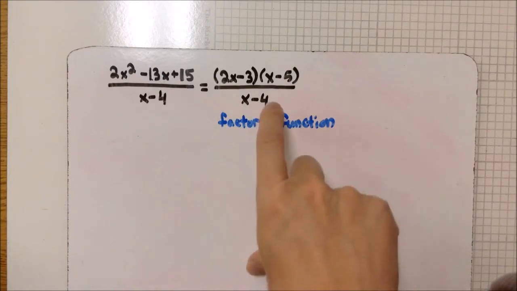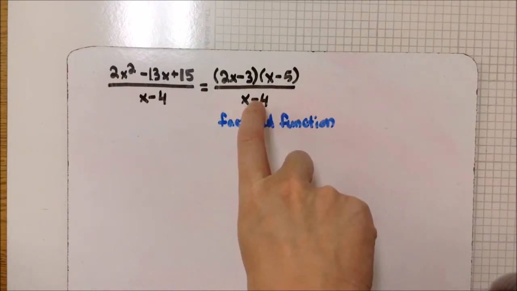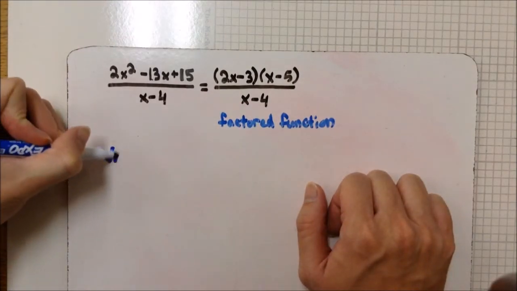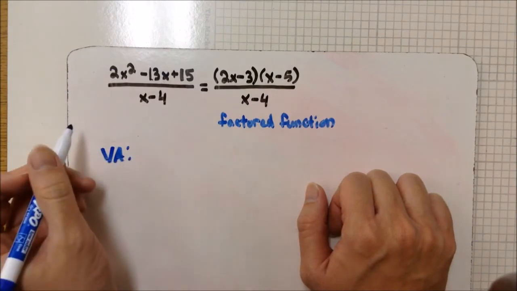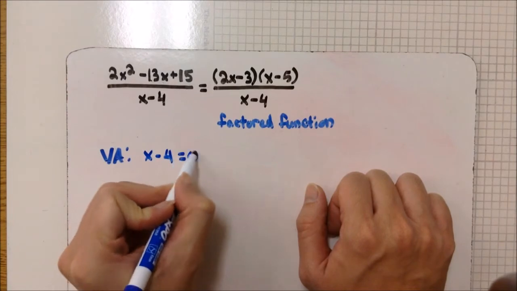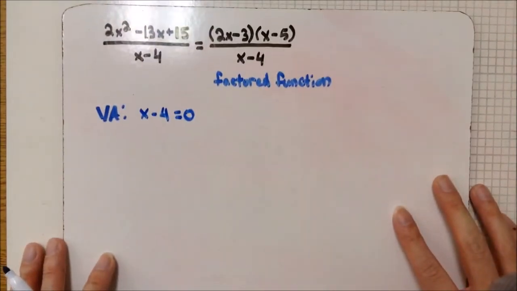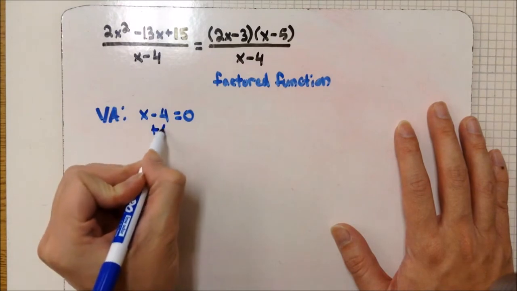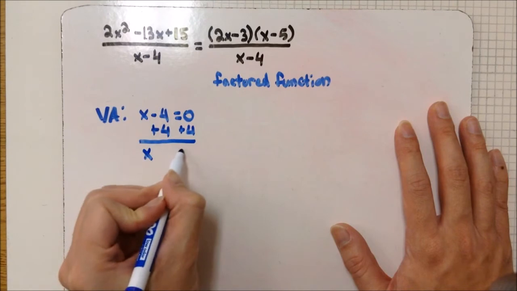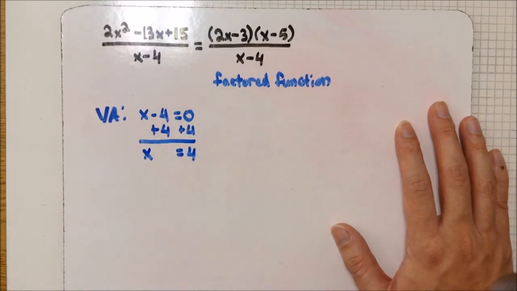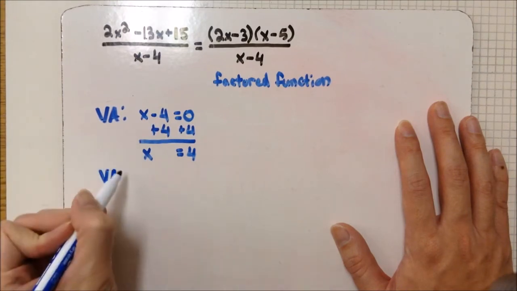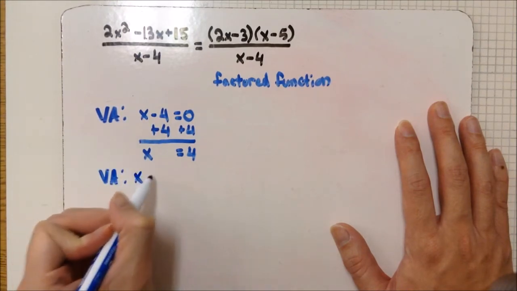So we do have a vertical asymptote because we have a factor in the denominator. So vertical asymptote is basically x minus 4 equal to 0, and then we're just going to solve for it. Alright, so x equals 4. So our vertical asymptote is x equals 4.